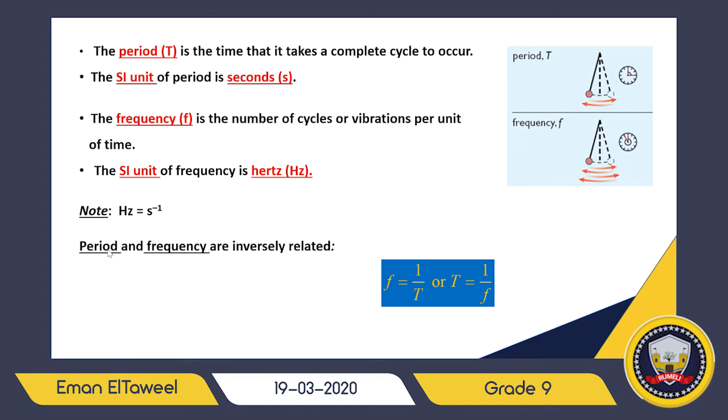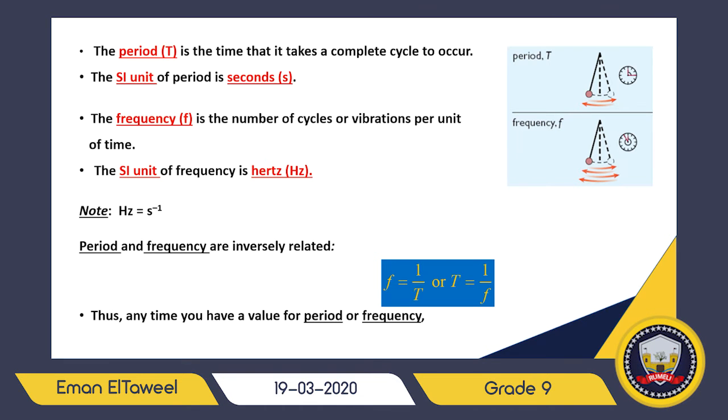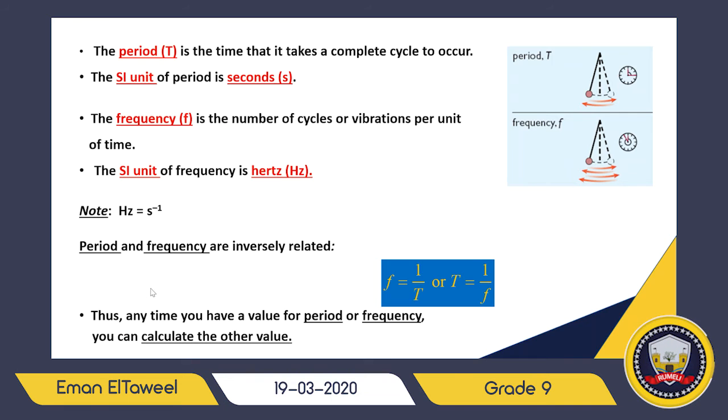Why? Because period and frequency are inversely related. So, for example, if you don't know the quantity of frequency and you know the period, you can easily calculate the frequency value by knowing the other one. So at any time you have a value for the period or frequency, you can calculate the other value.